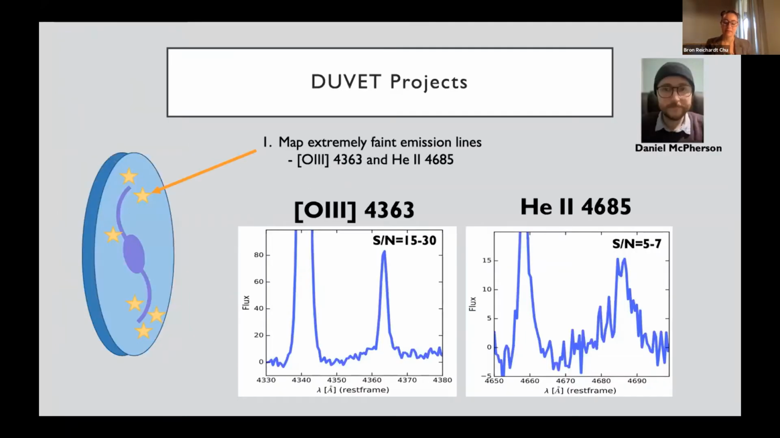So DUVET aims to understand feedback processes on multiple levels. Firstly, we want to understand the stellar population where the feedback is actually taking place. So our data allows us to map faint emission lines like O34363 and helium-2 4685 across our galaxy disks. These lines are sensitive to the initial mass function and the binary fractions of the stellar population.